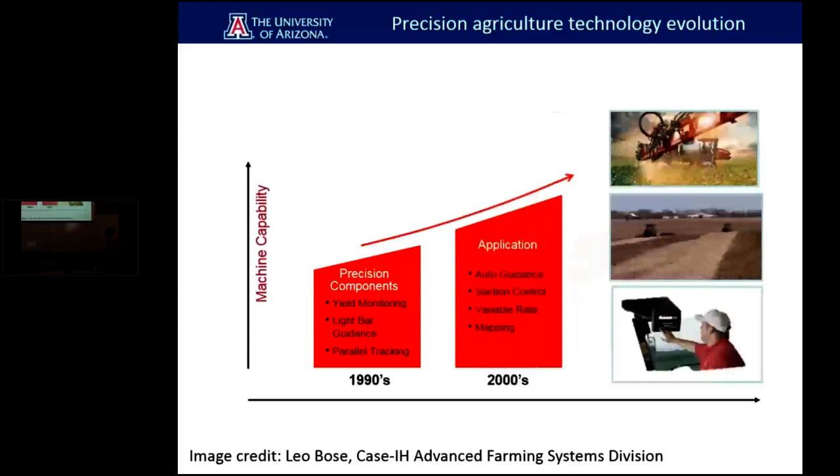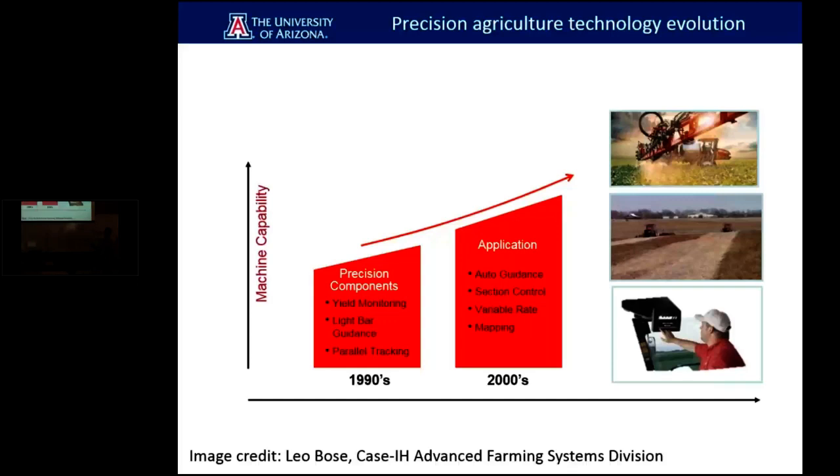And then by the 2000s, something really, really important happened in this country, and that was the removal of selective availability of GPS. That was a presidential decree, and from one day to the next, we had GPS to the accuracy that we can then use in farm operations. And that was an explosion of applications since then, since the year 2000.